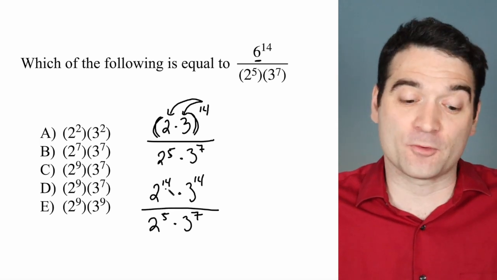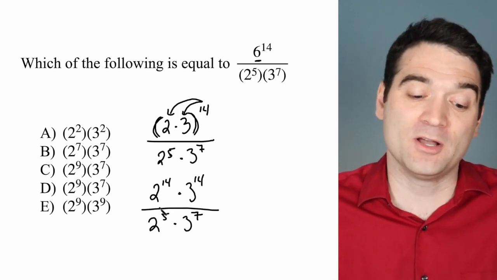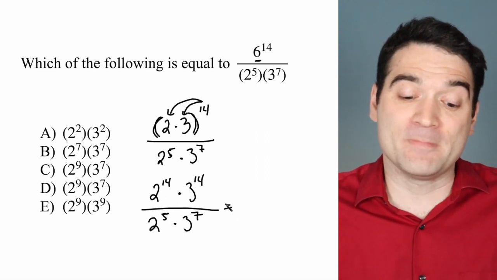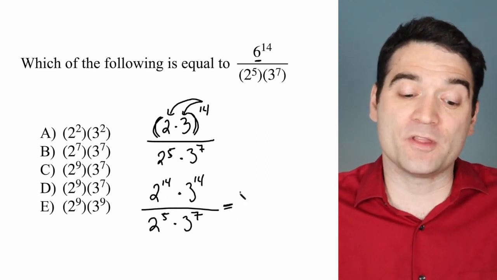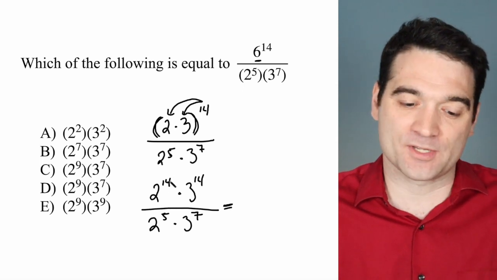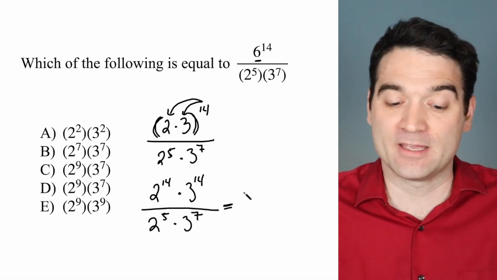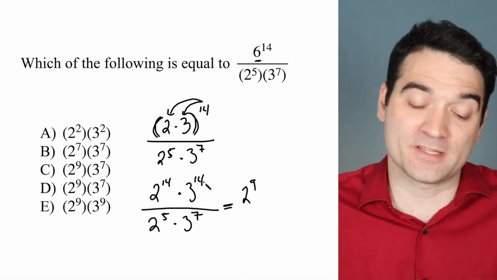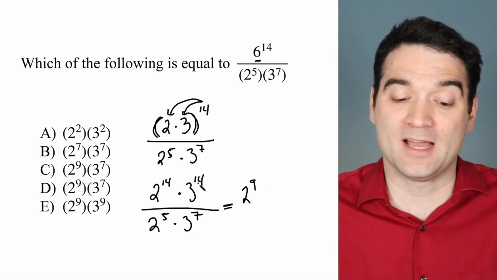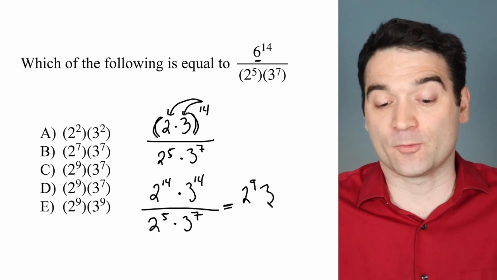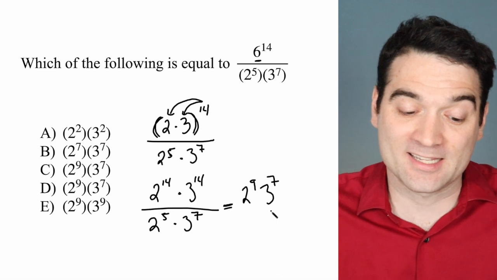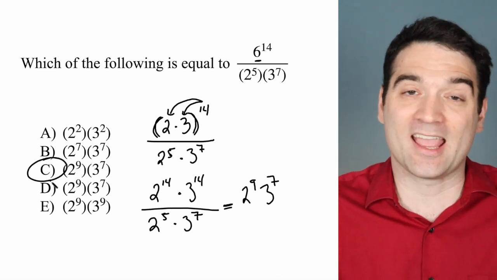2 to the power of 14, if I have 14 2's on the top, over 2 to the power of 5, 5 2's on the bottom, means that I have 2 to the power of 9. I can cancel those out, subtract 14 minus 5. So that's 2 to the power of 9. And then if I have 3 to the power of 14 on the top and 3 to the 7 on the bottom, I subtract those, that's 3 to the power of 7. So what I get is 2 to the power of 9 times 3 to the power of 7, aka answer option C.